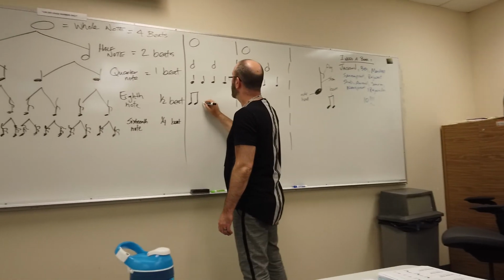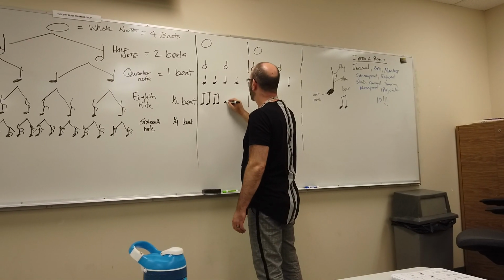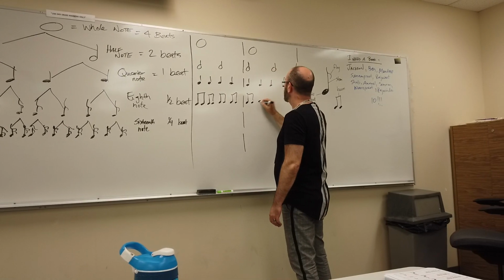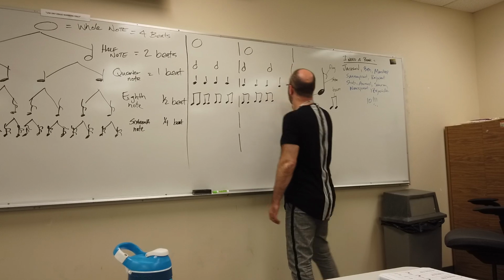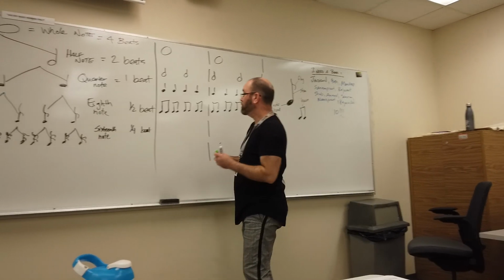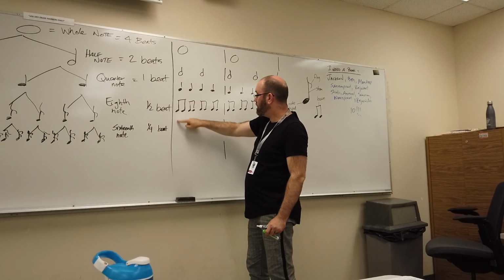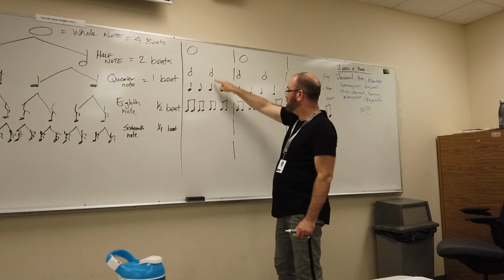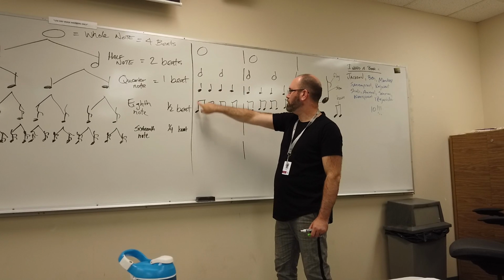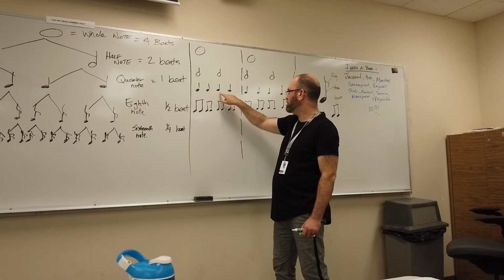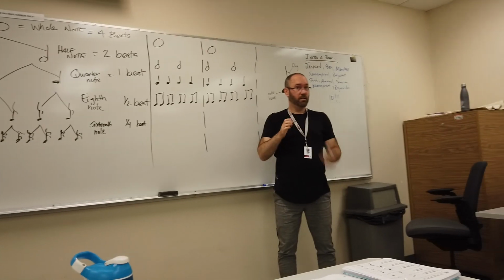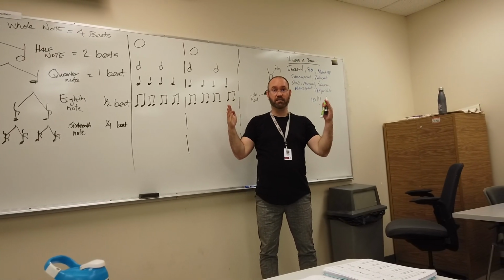8. 1, 2, 3, 4, 5, 6, 7, 8. Okay? In general, do you see how I'm lining things up? So there's 2 in here, and 2 in here. There's 2 in this, 2 in this, 2 in this, 2 in this. Do you see how I'm spacing things out so that there's proportion and balance?